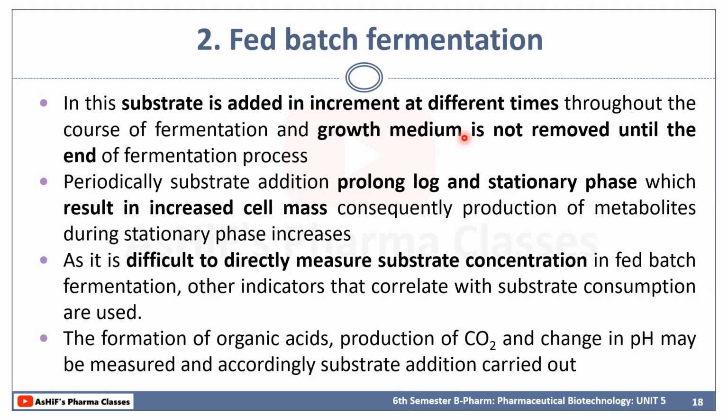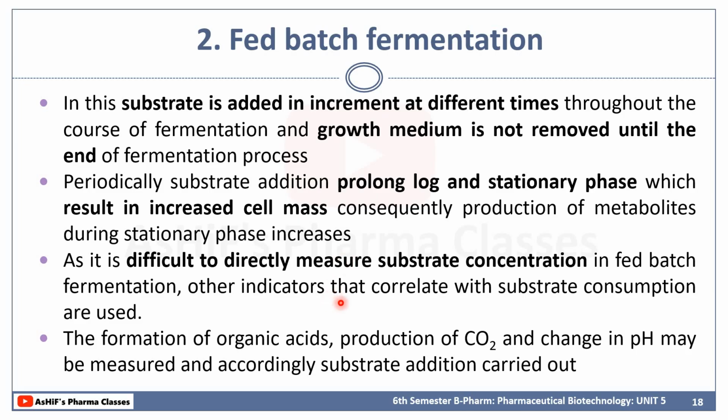In this, substrate is added in increments at different times throughout the course of fermentation, and the growth media is not removed until the end of fermentation. That is another point to be noted. We will only add the nutrients in between the fermentation process. We are not going to remove anything from the fermenter till the operation is over. Okay, so periodic substrate addition prolongs the log phase as well as the stationary phase, which may result in increased cell mass. Consequently, the production of metabolites during the stationary phase also increases.